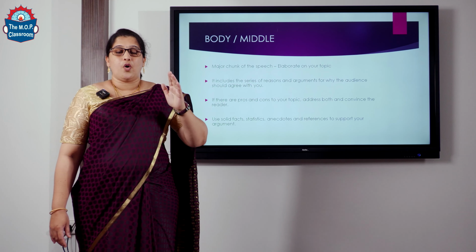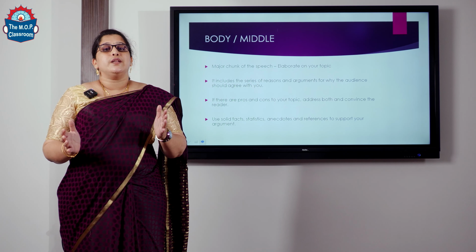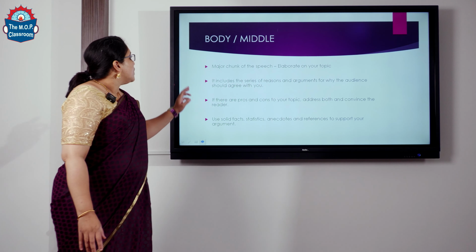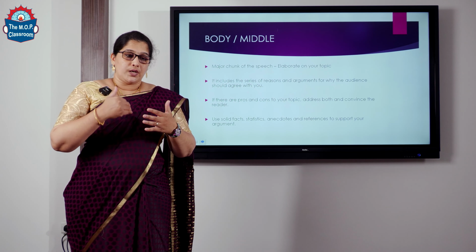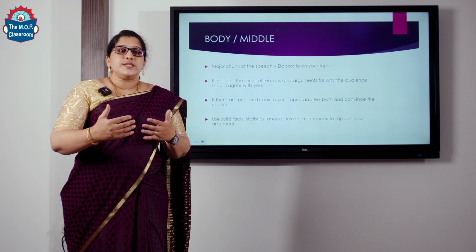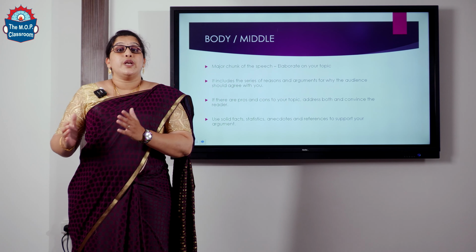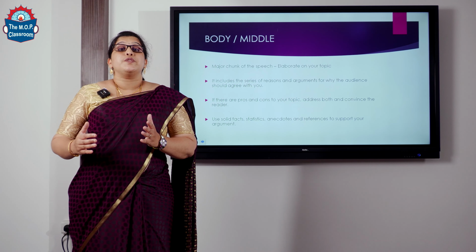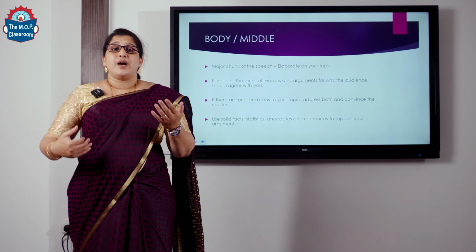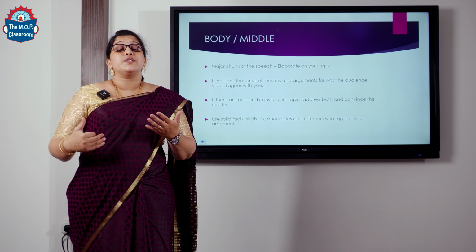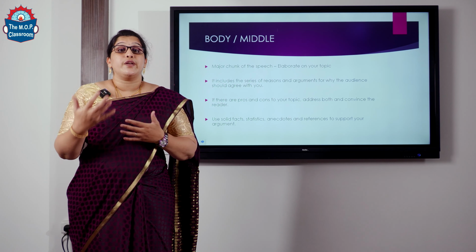Next comes the middle, or the body, of the speech. The body will mainly contain the main chunk of the speech, and it should include arguments and reasons to make your point. You cannot just say, this is what I think. You have to be very clear about why you think that way and what your supportive arguments are. That should come under the body of the speech. If there are pros and cons, or advantages and disadvantages, to your speech, you should point them out correctly to the audience so that they would understand.